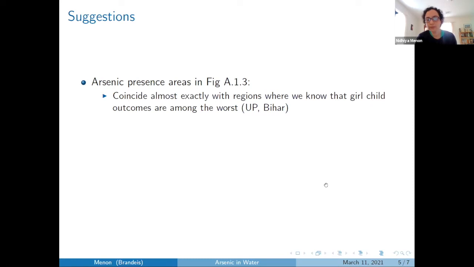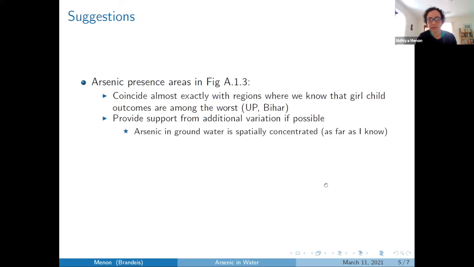Okay, and the second thing I wanted to emphasize in that particular figure is that you highlight UP, Bihar, etc., which we know coincides almost exactly with regions in the country where outcomes are worst, right, for women and for children. So if you can leverage additional variation, that would be super helpful in this context.